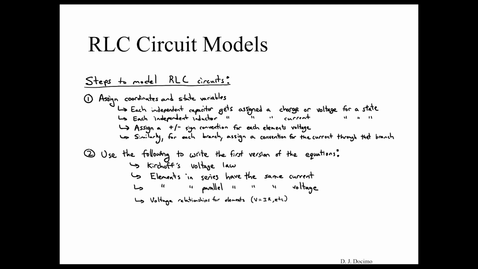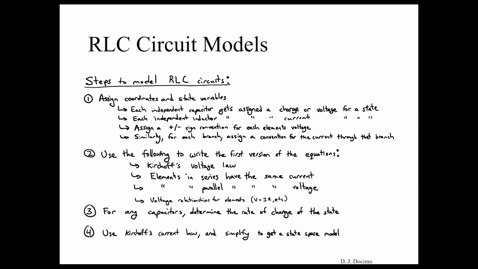For step number three, for any capacitors, we're going to determine the rate of change of the state, which is going to be equal to the current that's flowing through that capacitor. And then for the final step, we're going to use Kirchhoff's voltage law and simplify to get a state space model. Just as a note, there are plenty of other ways to go about this. This doesn't need to be your only set of steps, but this is a methodology that I like to use to generate RLC circuit models.